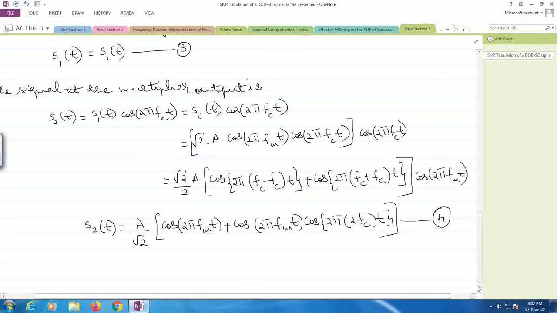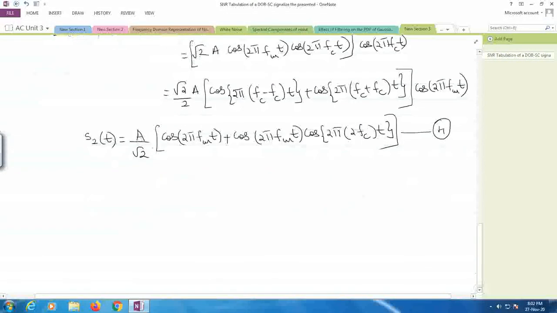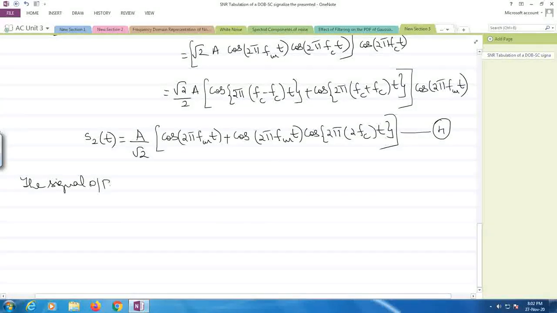Okay, now the next step is to calculate the signal output at baseband filter.